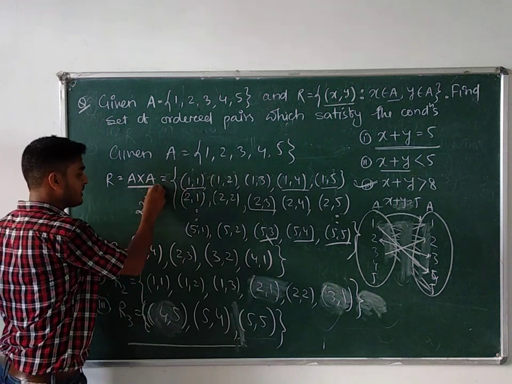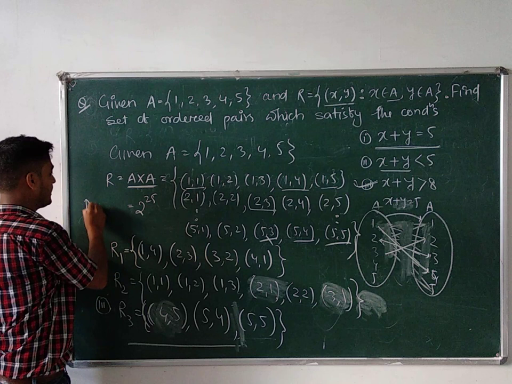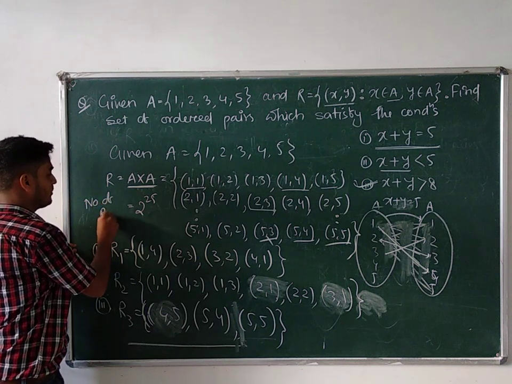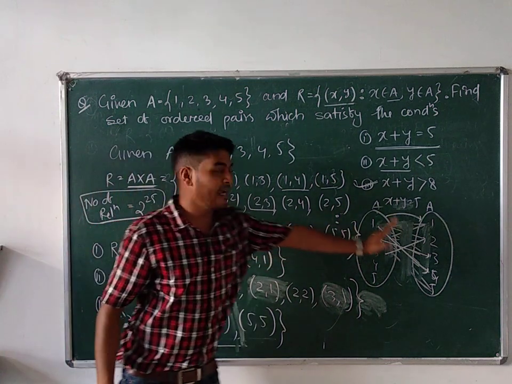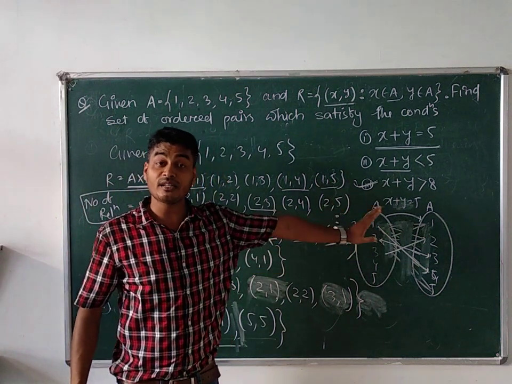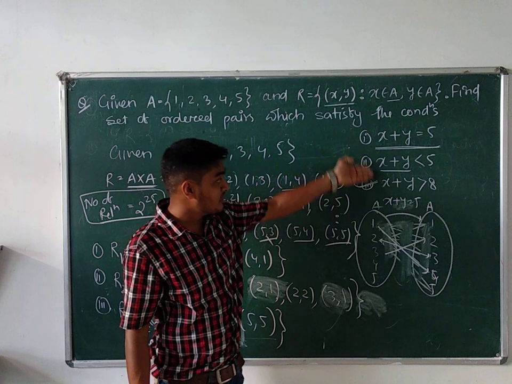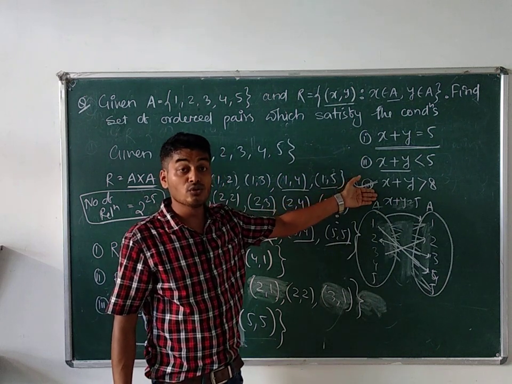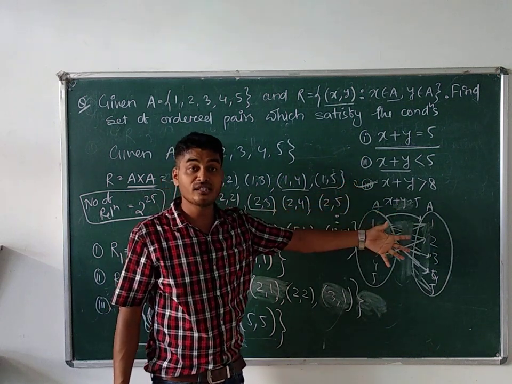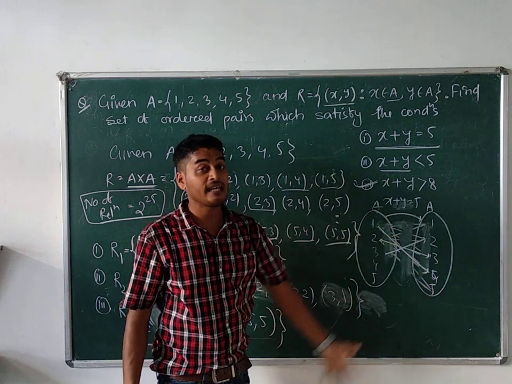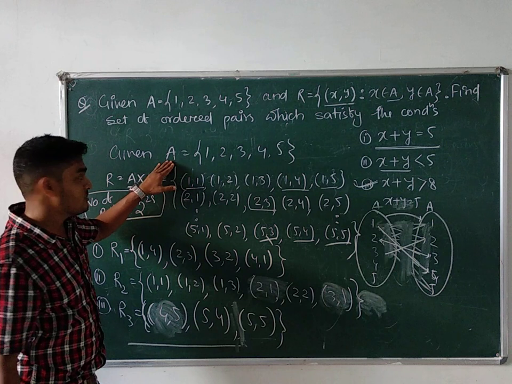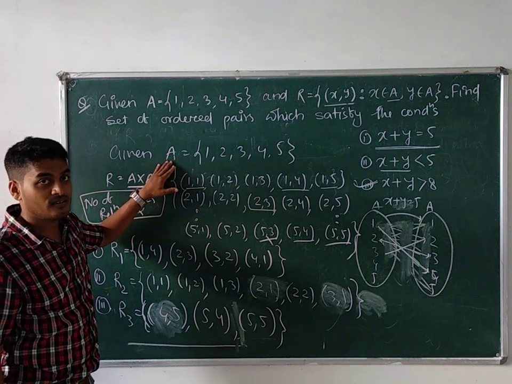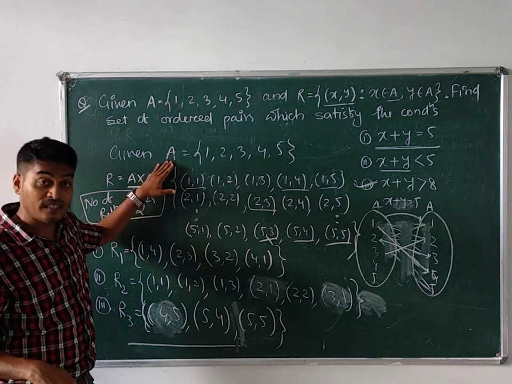And the subsets of A cross A are known as relations. So the number of relations is equal to what? The number of relations is equal to 2 to the power 25. Between A and A, you can introduce 2 to the power 25 relations. Out of them, I have shown three. 2 to the power 25 number of relations you can introduce between A and A. How can you introduce? Because A is a set which contains 5 elements. A cross A subsets are relations.